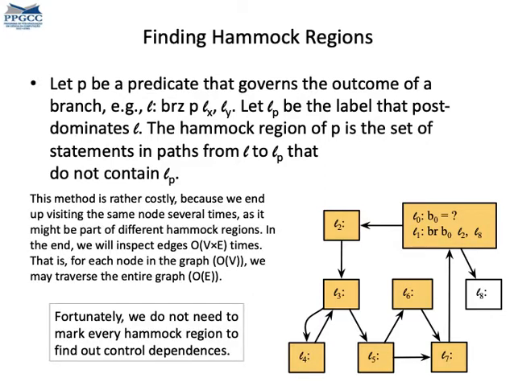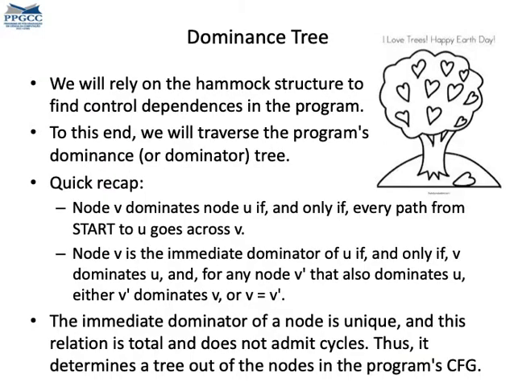Notice that if we use simple graph traversal to find influence regions, then we will have a costly algorithm. Imagine that we have to start a depth first search for every branch in the program. But there is an alternative to this approach, which is much faster. We will be relying on the dominator tree, or dominance tree as it's usually called, to build this alternative. So we will be designing a fast algorithm to identify control dependencies.